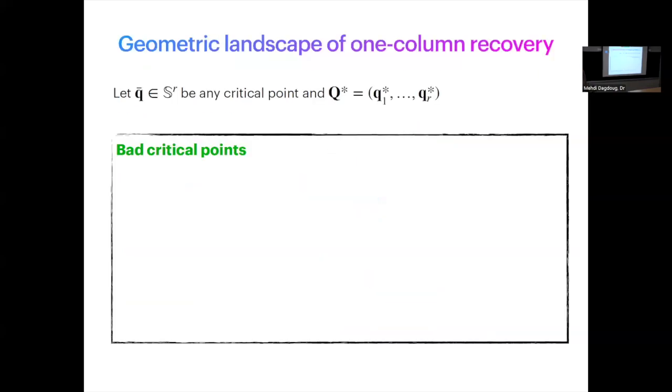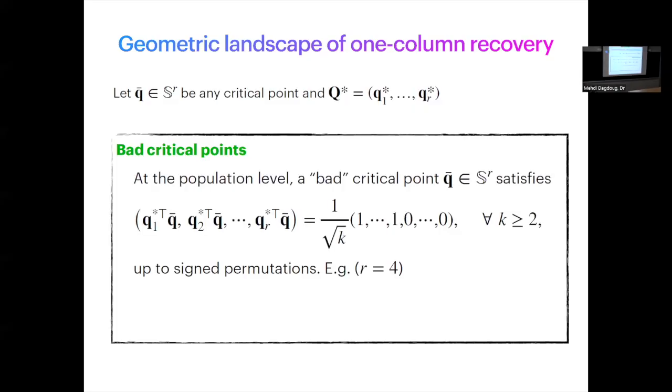So if we let this Q bar be any kind of critical or stationary point, and remember this Q star is the matrix that we think corresponds to the global optimizer. So this is the ground truth we want to estimate. And we're able to characterize all the bad critical points in this problem by solving that optimization. Specifically at the population level, so this is something you take n goes to infinity.